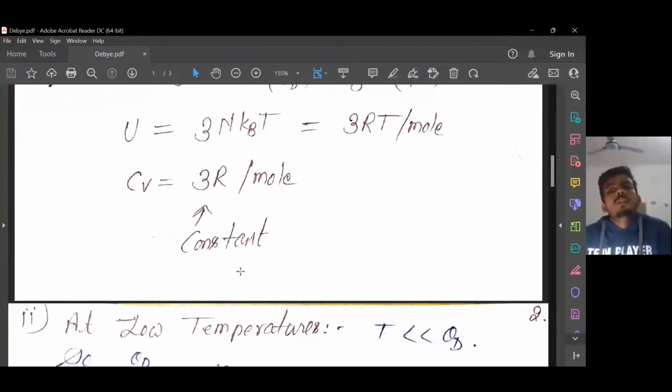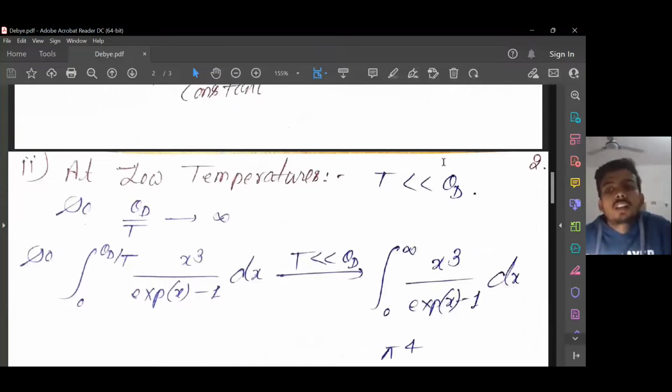Now at lower temperatures, when T is much smaller than the Debye temperature, theta D, which is the upper limit, the ratio of the Debye temperature by the temperature of the medium would go to infinity. Now, since this is going to infinity, this integral transforms to a standard integral where the limits are from 0 to infinity and is pi to the power 4 by 15.